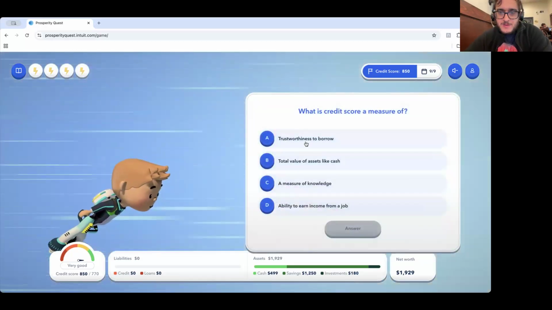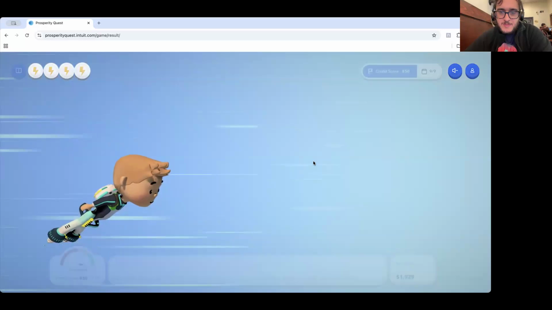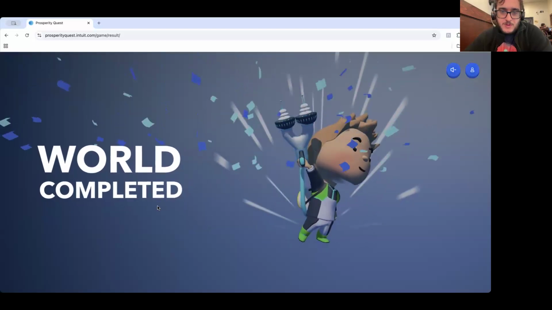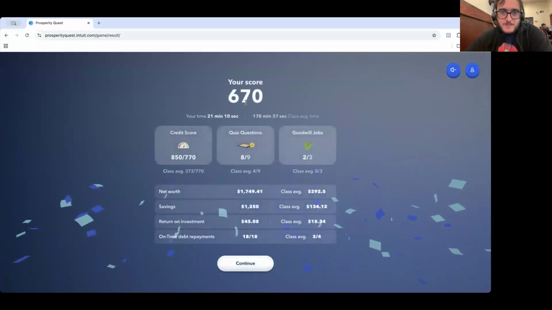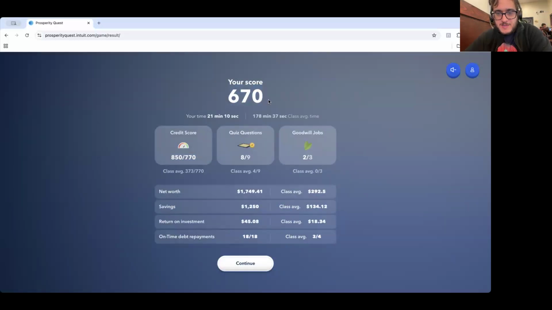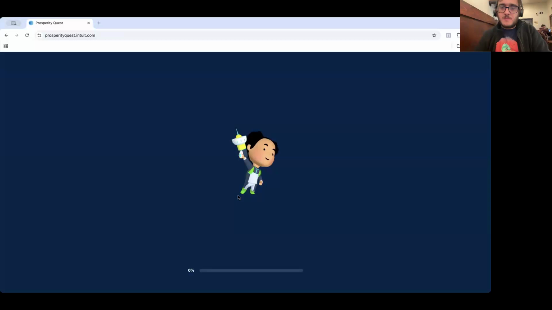What is a square measure of? There we go. And that's it. That's the end of the world. So they'll see this as the ending. So it says credit score 857. The credit score is 850 over 770. Goodwill jobs 2 out of 3. And that's it. That's how you play Prosperity Quest and do well.